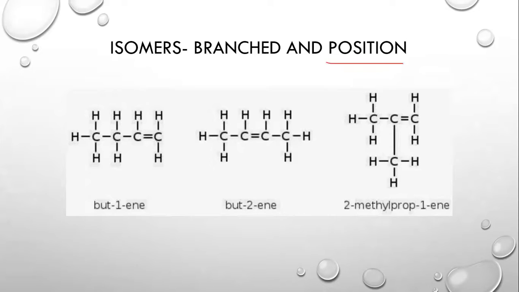Now, the position isomers are directly related to the functional group. In the first structure that we can see over here, the functional group is a carbon carbon double bond. In the second structure, it is again a carbon carbon double bond, and in the third structure it is a carbon carbon double bond, which automatically tells us that all three of them are alkenes.